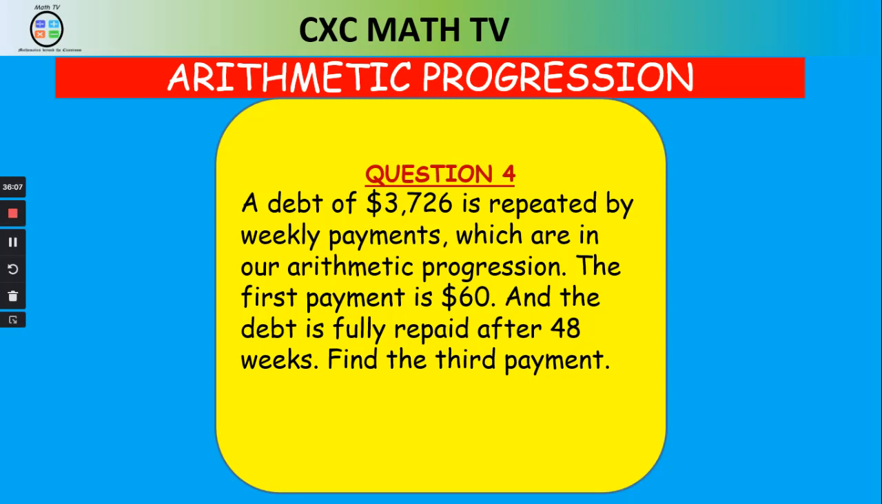It says a debt of 3,726 is repaid by weekly payments, which are in arithmetic progression. The first payment is 60, and the debt is fully paid after 48 weeks. Find the third payment. Very good question. So pause the video, do this question.